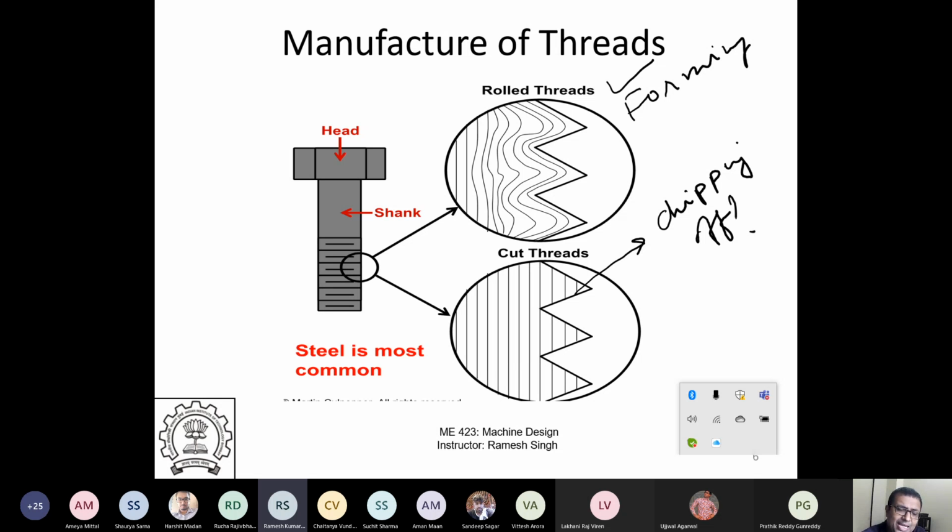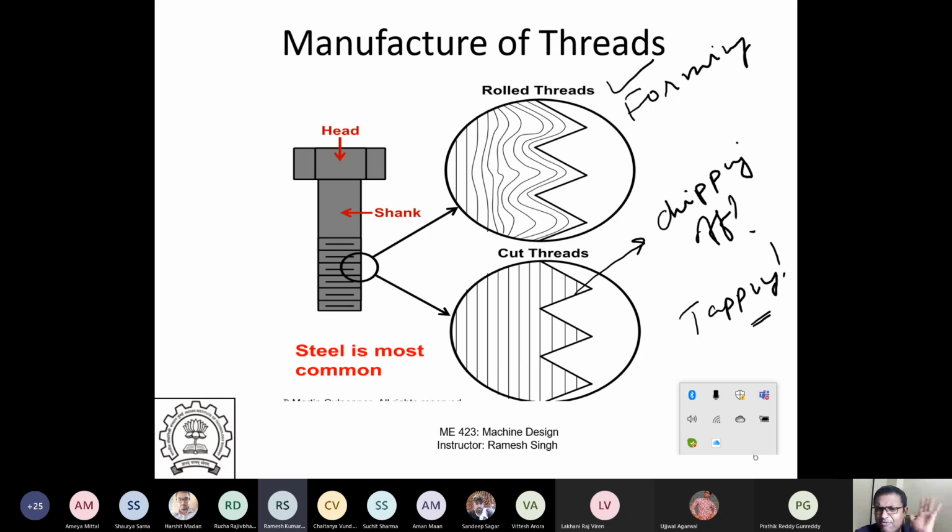So you can either do primarily cutting or forming, which is thread rolling. You can also make, not on a bolt but on a nut, if you want to create a threading process, you can do tapping also, but that is for internal threads. So tapping is actually a combination of forming and machining.